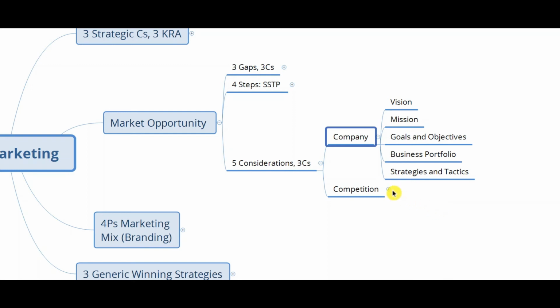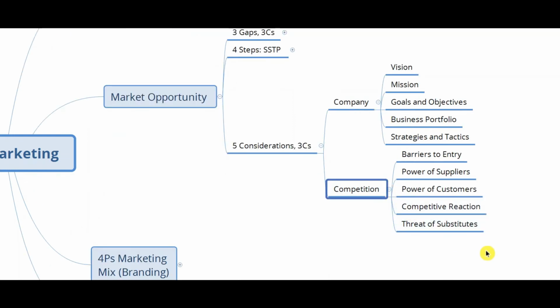For competition, the five things you consider are: is the market attractive? By evaluating the 5 forces of Porter: the buyers to entry, power of suppliers, power of customers, competitive reaction, and let me add one more, the threat of substitutes.